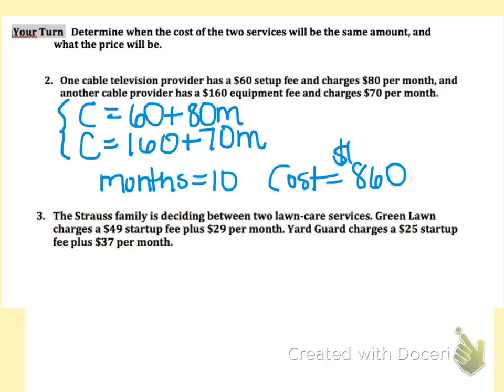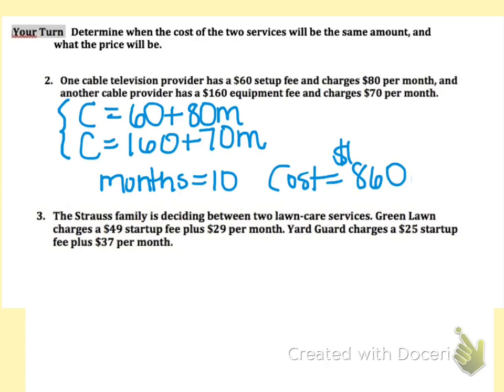Solving that, I used substitution, and I got that m was 10, and then that means that the cost at 10 months for both services would be $860. Now again, you can answer questions like, when would it be less expensive to go with the second company? Well, if you are going to go for more than 10 months, because now you've recouped that original extra $100 startup fee. And so that would be cheaper after 10 months. But if you plan to just keep the service for under 10 months, then you would go with the first cable provider.